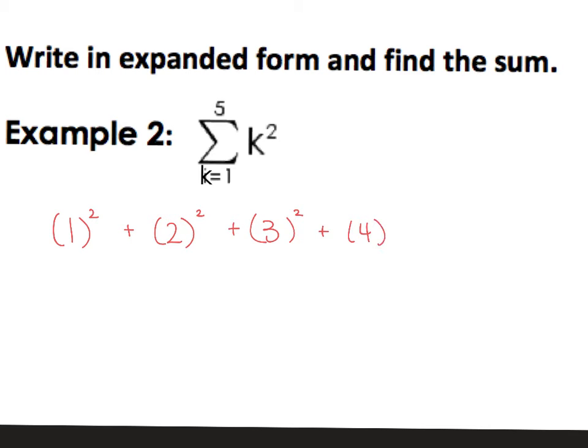Then 4. Then 5. At this point, you're just simplifying really, and you're just using your order of operations, taking your time, making sure you're not making any silly mistakes. So we have 1 plus 4 plus 9 plus 16 plus 25. You can use a calculator, you can add it all up, and you would get 55 to be your solution.